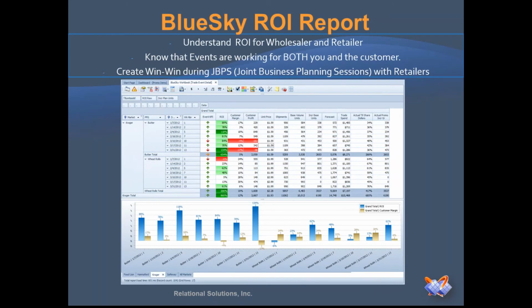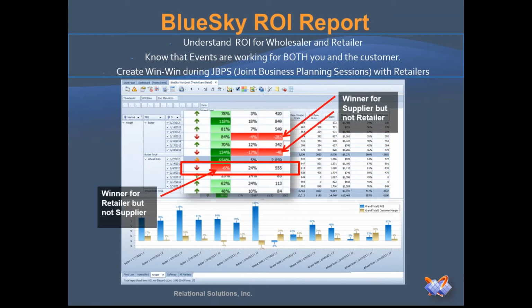But this example of a report, if I zoom in here, shows you that you want these KPIs over here to be up green arrows. Those are the promotions you want to continue with. The ones that are red or down mean that it was positive for you but negative for the retailer.